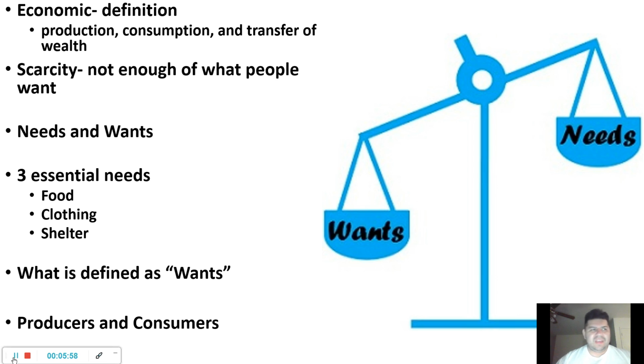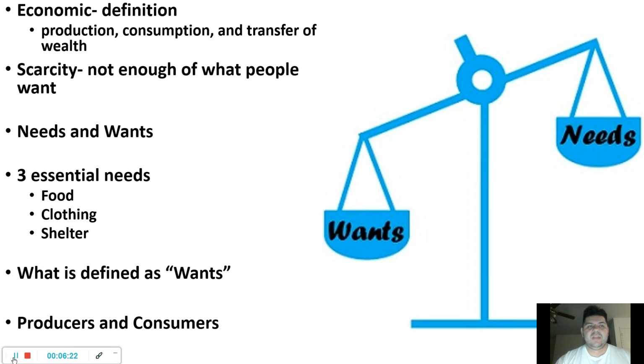You know, so getting a $200 pair of Jordans, that's a want. You know, getting, I don't know, a $20 shoe from Payless or Walmart or whatever, that is fulfilling a need because you need those shoes. Okay. Now, producers and consumers.